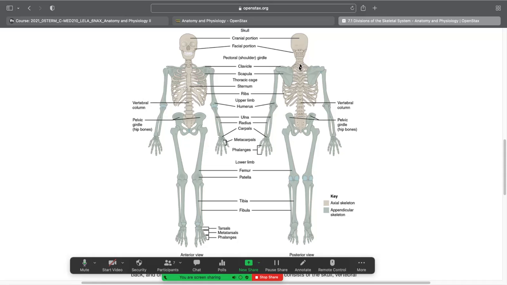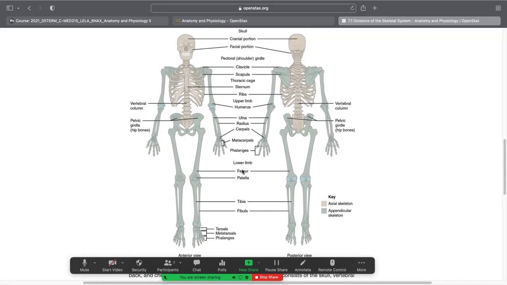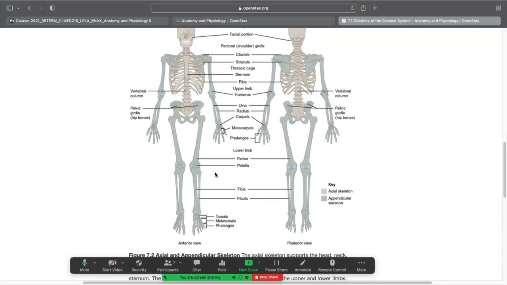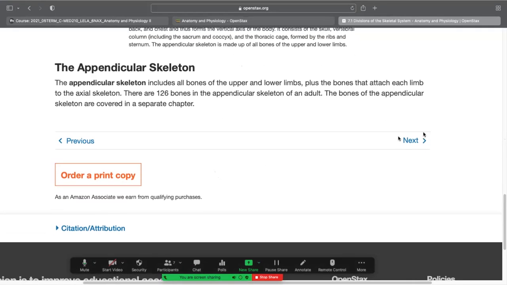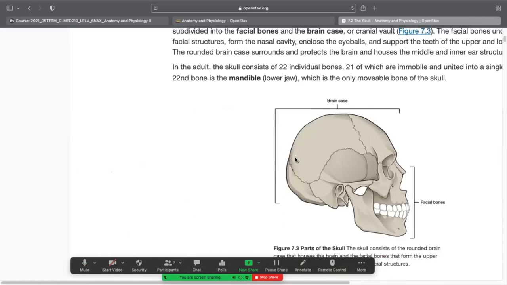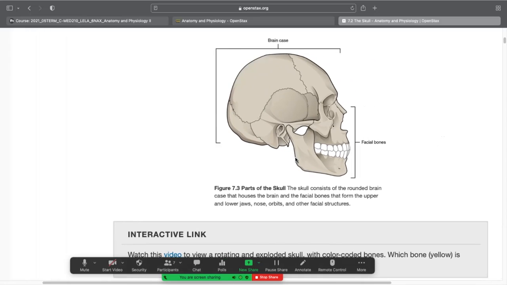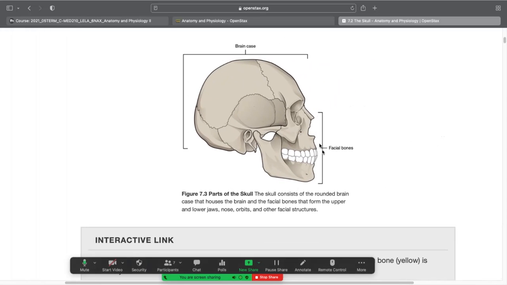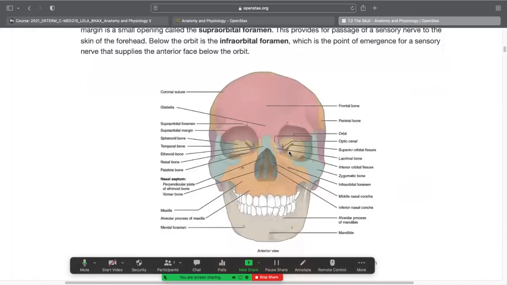Now, your axial skeletal system comprises your skull, your spinal column, and your rib cage. And we're going to go over the skull, rib cage, or your thoracic cage, and your vertebrae in greater detail momentarily. So this beautiful, hint, hint, it's a great, great pick. Brain case or your calvarium, and here's your facial bones.